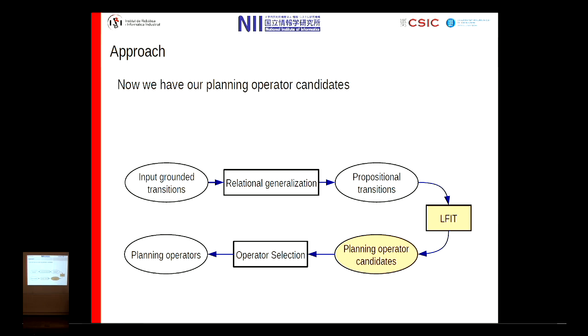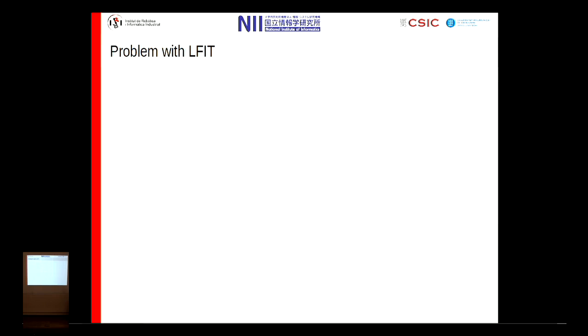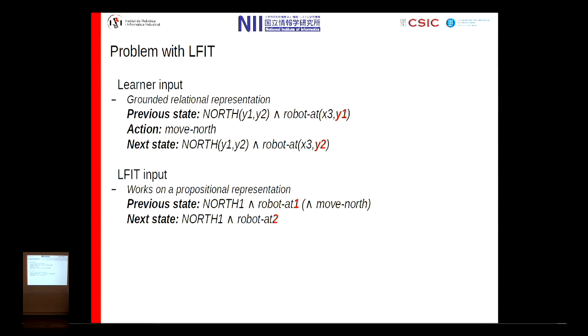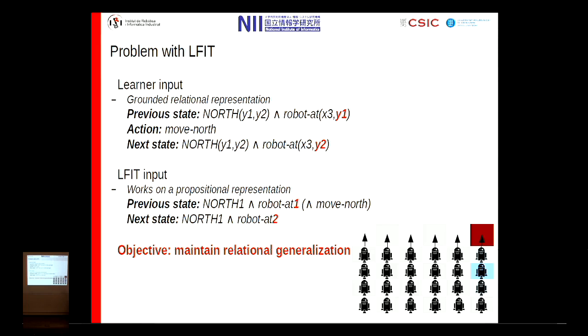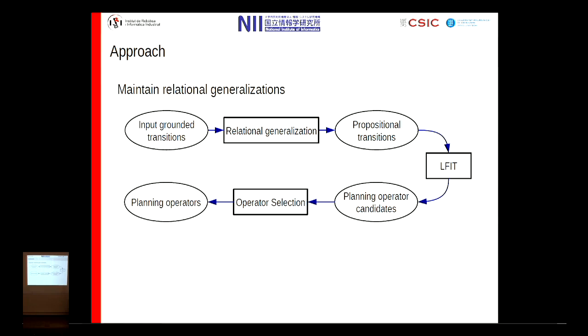So now we have the planning operator candidates, but the problem with LFIT is that it takes a propositional input and we lose the relational generalizations of our input. So in our input, we know which objects are used in every literal, and by using them, we could generalize so that when we learn, for example, the move north action, we can generalize it to every position. And for that, we have this other module.